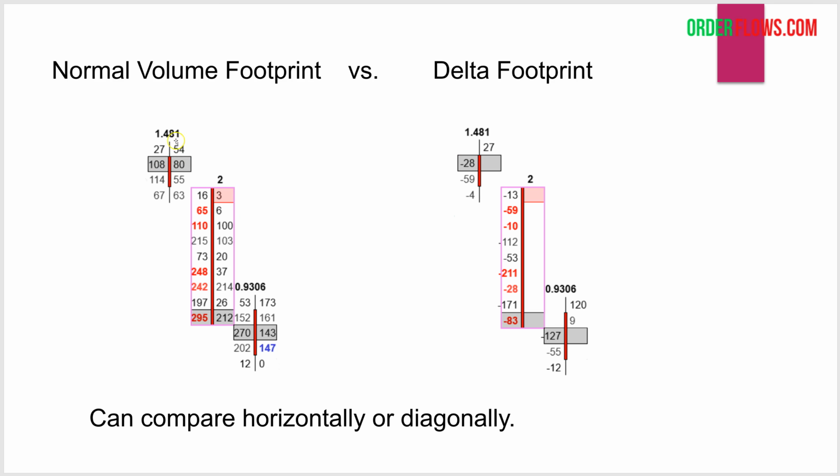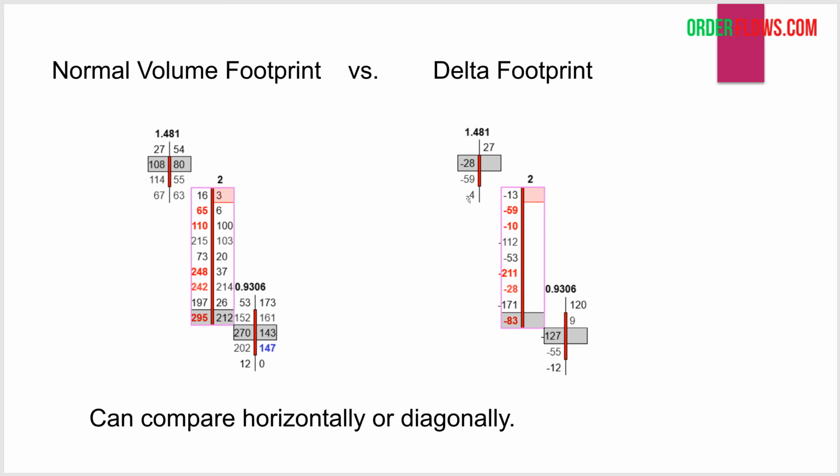108 versus 80 on the normal volume footprint chart. So you had net, on the net was sold in there. So you had 108, so you're left with net 28 at that price level. 114 minus 55, net minus 59, 67 minus 63, minus 4.